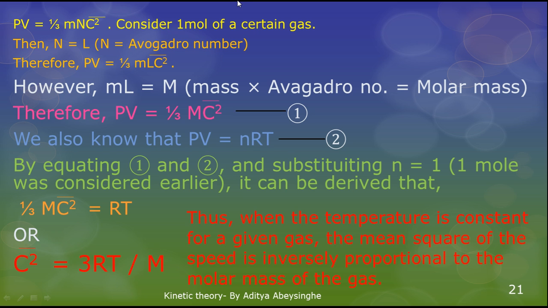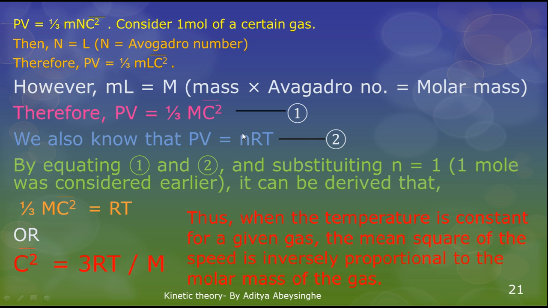For example, if you consider 1 mole of a certain gas, you can say that the number of molecules is equal to the Avogadro number. Hence you can substitute the Avogadro constant in place of the number of molecules. So PV will be then 1 upon 3 mN c squared bar. However, you know that when the mass is multiplied by the Avogadro number, you get the molar mass, right? So mass times the Avogadro number is the molar mass. So PV equals 1 upon 3 Mc squared bar.